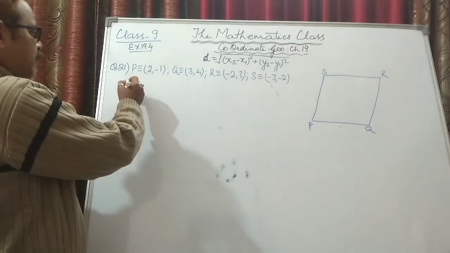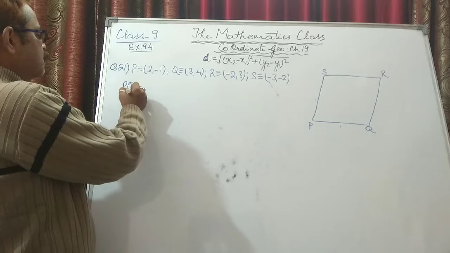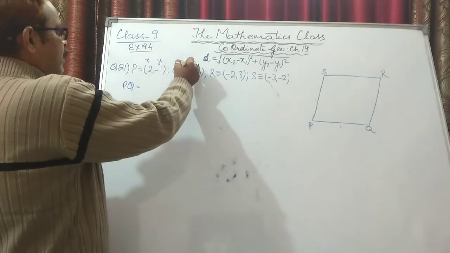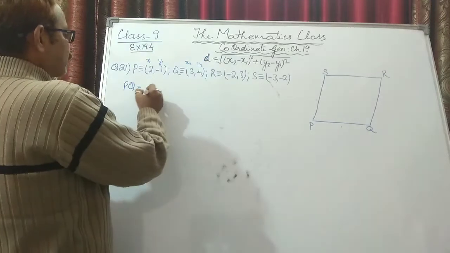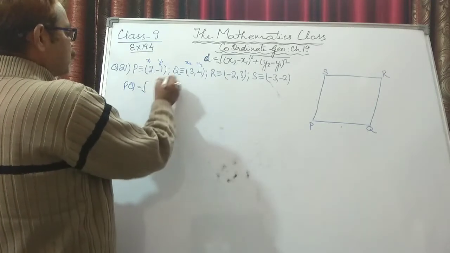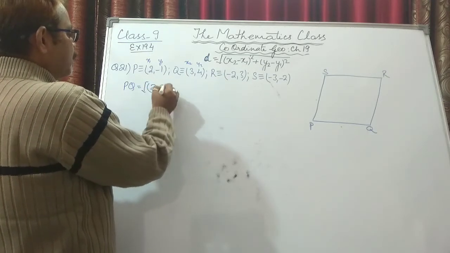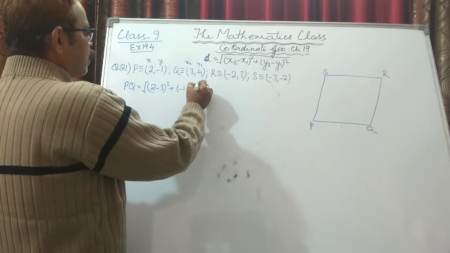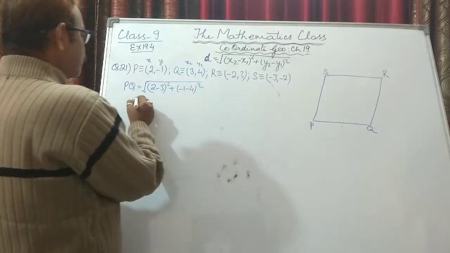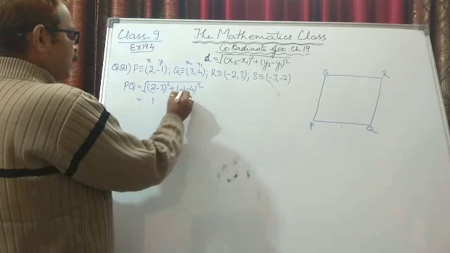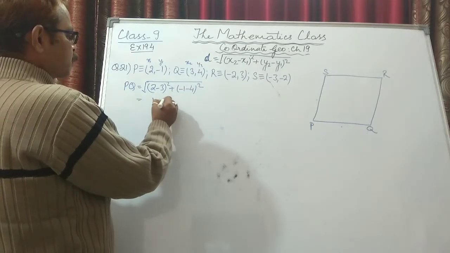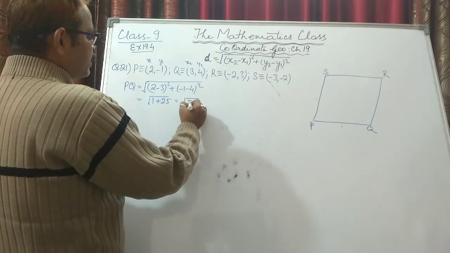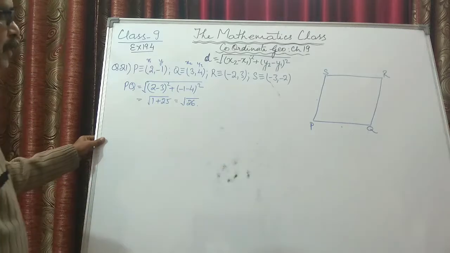So first of all we will find out the length of PQ. So this will be x1, y1, x2 and y2. So that will be under root of x1 minus x2, 2 minus 3 whole square, plus y1 minus y2, -1 minus 4 whole square. So this comes out to be 2 minus 3 is -1, -1 square is 1. -1 minus 4 is -5, 5 square is 25. 25 and 1, 26. So this comes out to be under root 26 is the length of PQ.